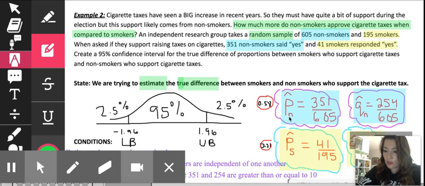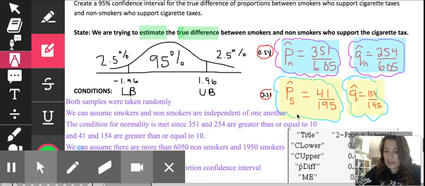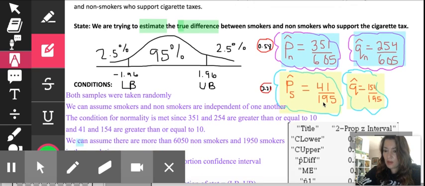On your calculator, when you use it, they have sample 1 and sample 2, or proportion 1, proportion 2. So I went ahead and called this N for non-smokers. And then I did the same thing. I pulled out the proportion for smokers. So it was 41 out of 195 voted yes, which means 154 out of 195 voted no.